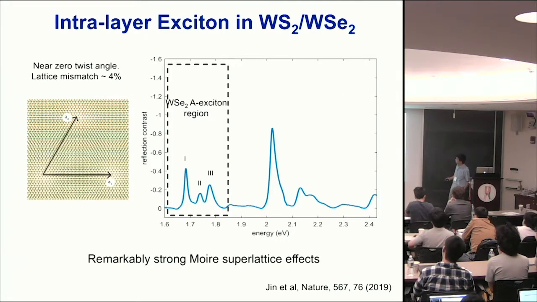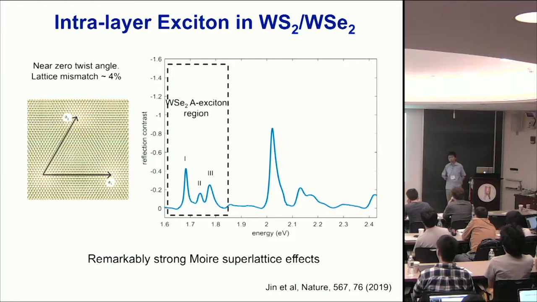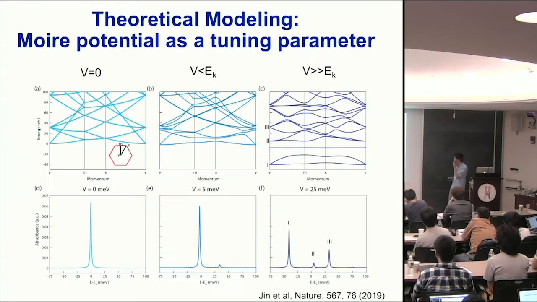But in the Moire superlattice, it really splits into three different exciton peaks. And the energy splitting is fairly large. It's actually 60, 70 milli-electron volts. So that means the Moire superlattice really strongly affects the exciton band structure.